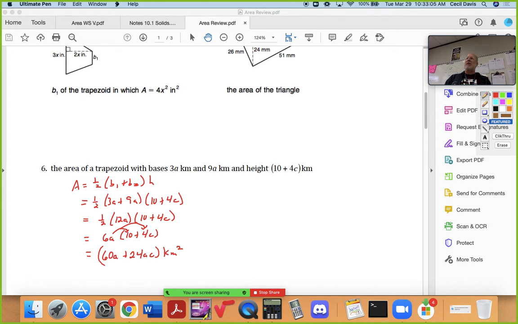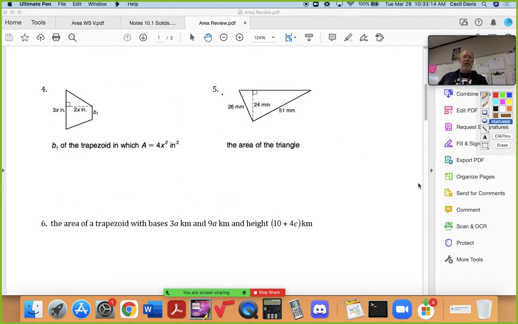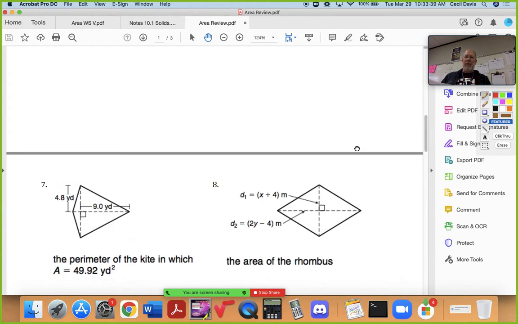Okay, any other questions? Yes. Can you do 5 too, please? Sure. So the area is going to be 1/2 base times height. Oh wait, what was it? 660 square millimeters. Oh, never mind. You got it? Yeah. Okay. Circle it. Anything else on page 1? All right, then page 2.